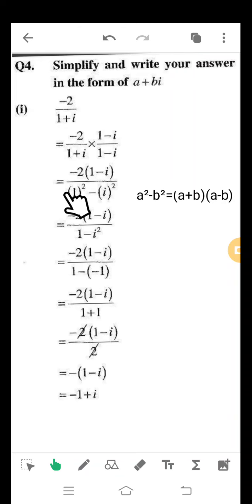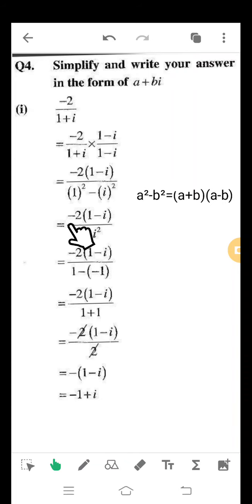Now we will solve it. Minus 2 multiplied by 1 minus iota, and over here is the formula of a square minus b square, that is, a square minus b square is equal to a plus b into a minus b. So here is a plus b and a minus b, then a whole square minus iota whole square is equal to a square minus b square.